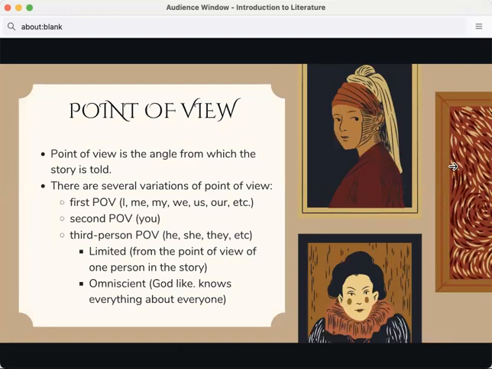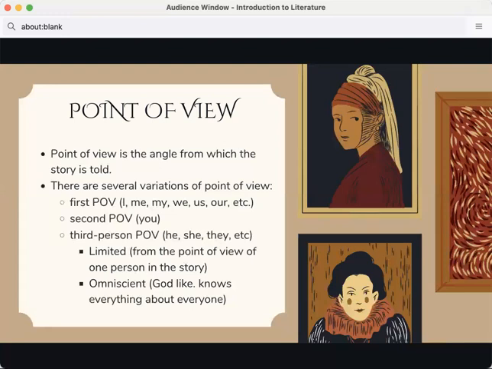The next element is point of view. In literature, point of view refers to the perspective, through which you experience the events of the story. More or less, there are three types of point of view: first, second, and third person point of view.